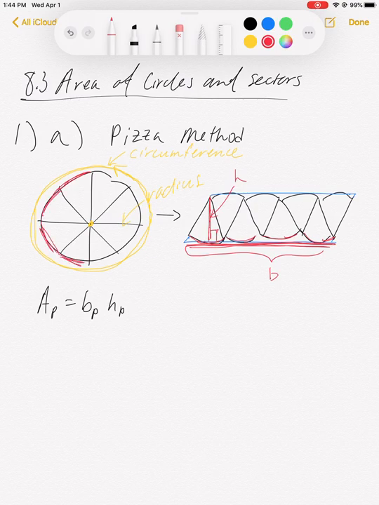Okay, and so notice that all four curved parts go halfway around the circumference, halfway around the edge. So the base of this parallelogram is half the circumference, because the other half is on top, right here, here, here, here. Okay, so we're going to do the area of a circle.